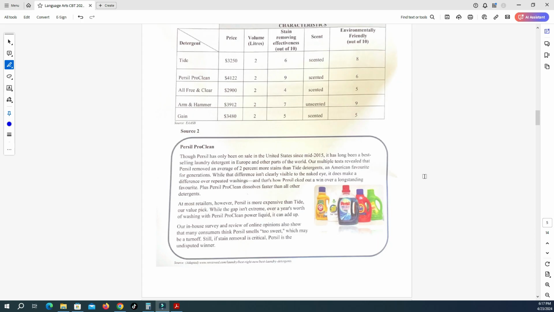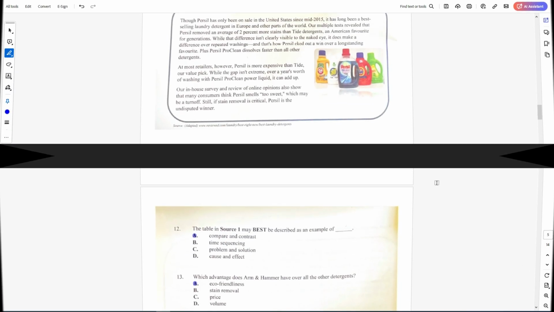At most retailers, however, Persil is more expensive than Tide over value pick. While the gap isn't extreme, over a year's worth of washing with Persil's Pro Clean Power Liquid, it can add up. Our in-house survey review of online opinions also shows that many consumers think Persil smells too sweet, which may be a turnoff. Still, if stain removal is critical, Persil is the undisputed winner. Let's jump into the questions.